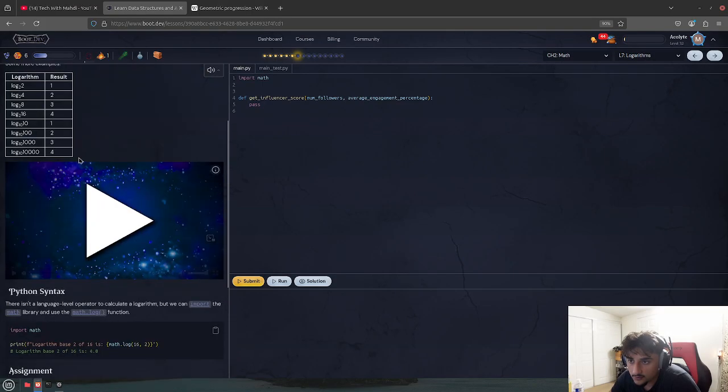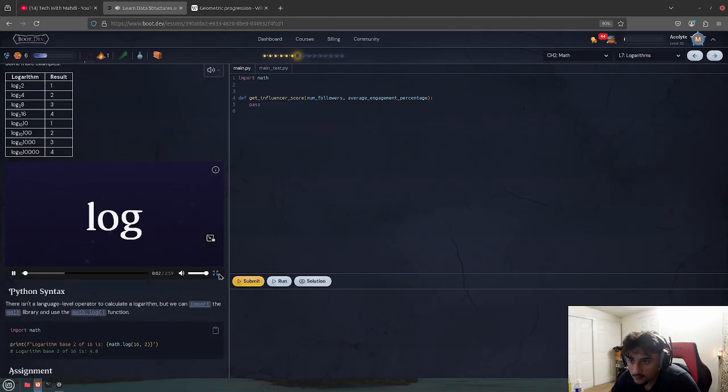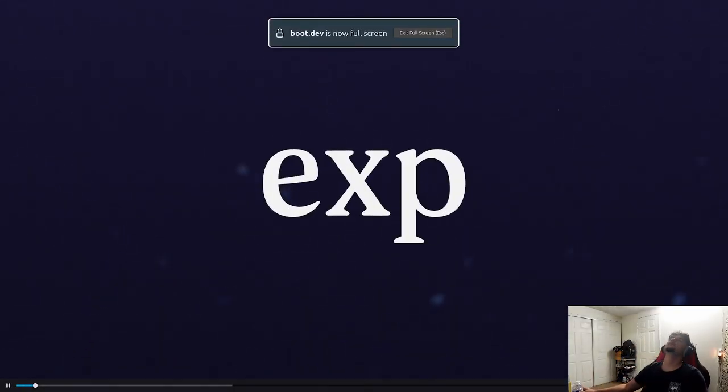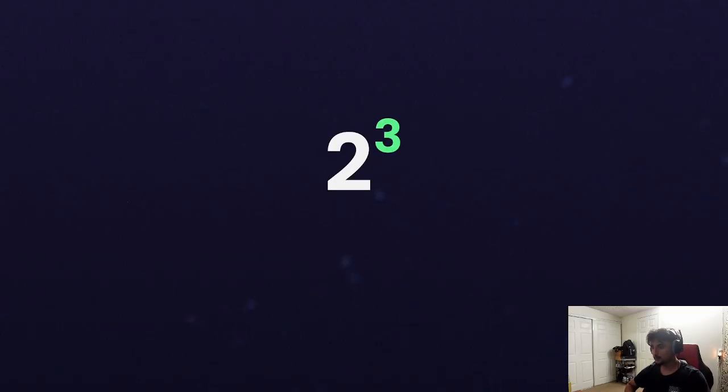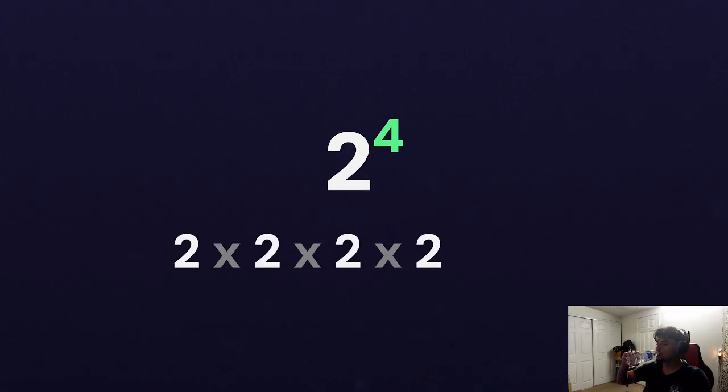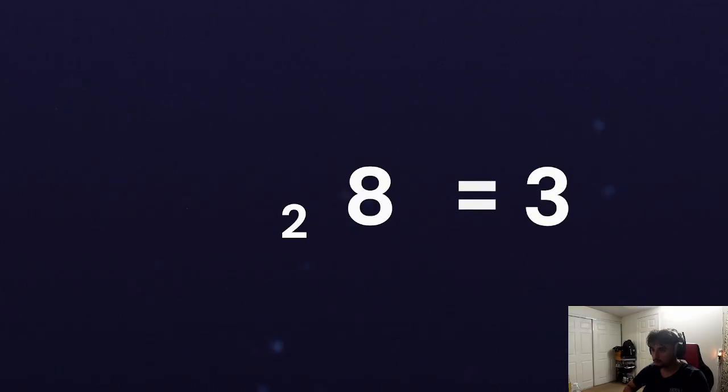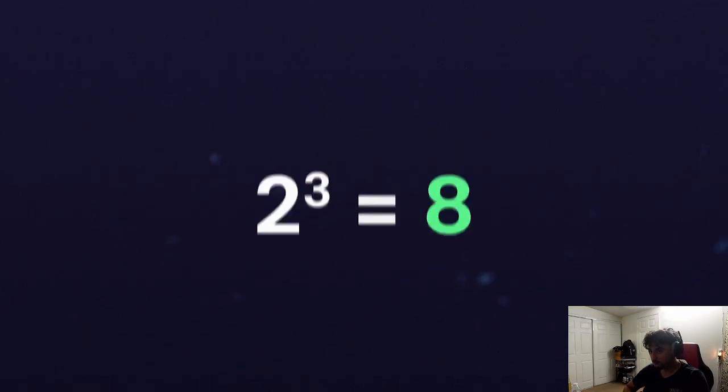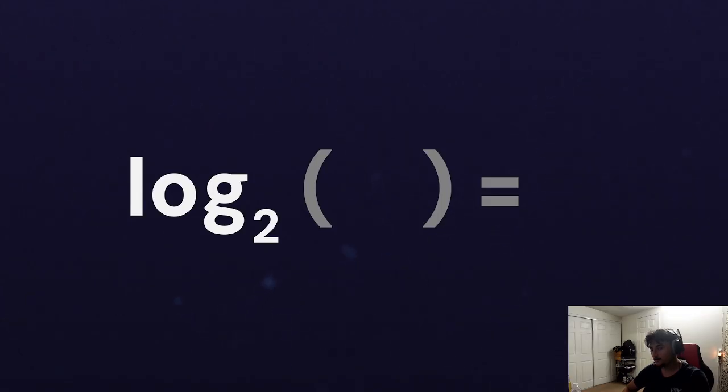Let's watch this video. A logarithm is the inverse operation of exponentiation, basically a backwards exponent. So we know that 2 to the third power, 2 times 2 times 2, is 8. And 2 to the fourth power is 2 times 2 times 2 times 2, which is 16. A logarithm is when the thing that we're calculating isn't the result of exponentiation, it's the exponent itself. In these examples, the 3 and the 4. For example, log base 2 of 8 is 3, just like 2 raised to the 3 is 8. Log base 2 of 16 is 4, and log base 2 of 32 is 5.